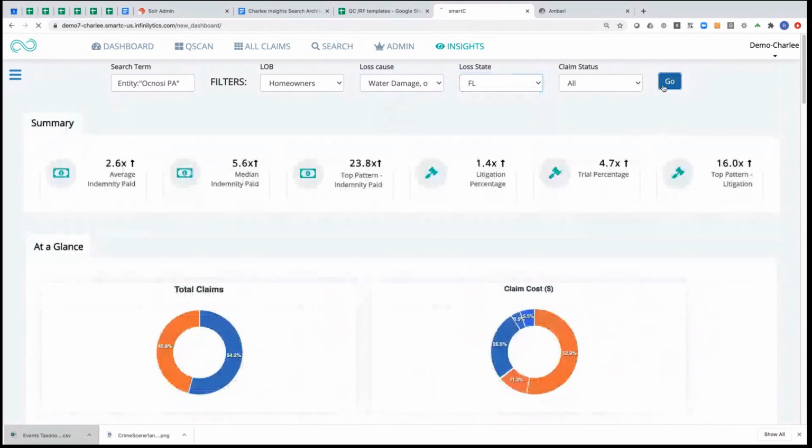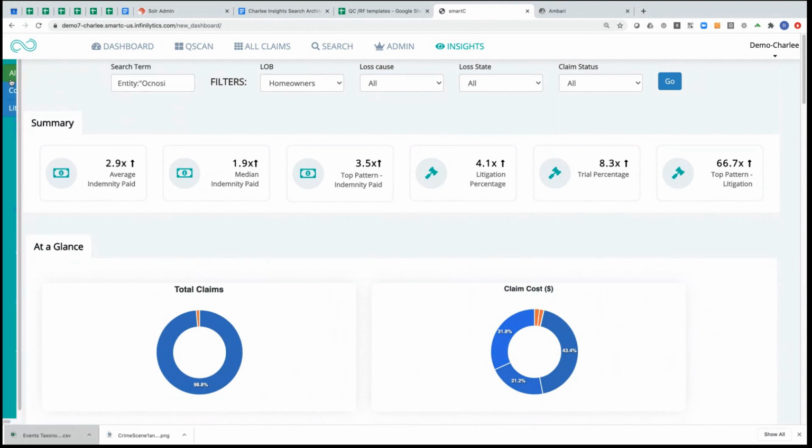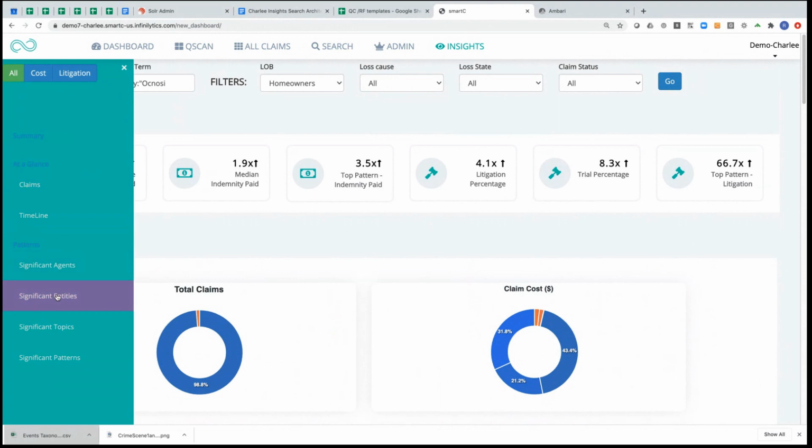And by the way, just to let everyone know, we have modified the names. So these are not the real names. We have modified them. So it does show up. Looks like, when this particular PA is involved, there is almost a 3 times higher indemnity paid that is showing up. There is a higher chance of litigation as well. Let's see if he is involved with other entities.